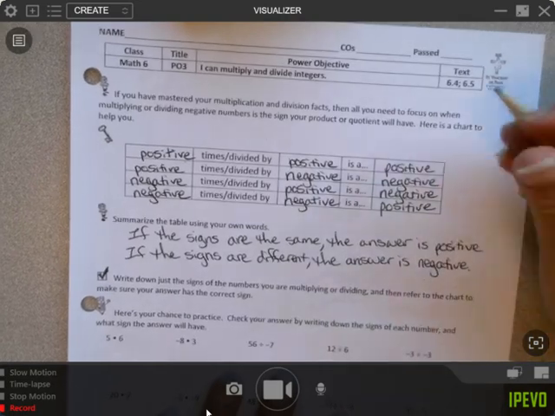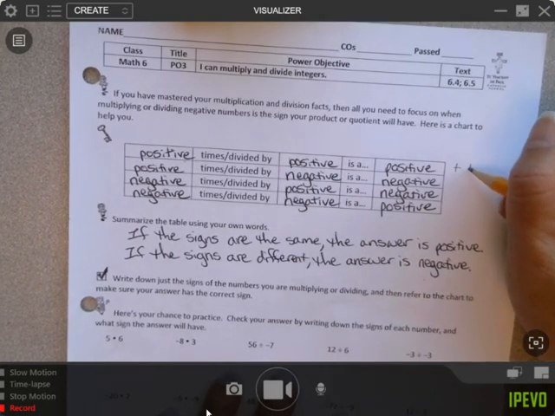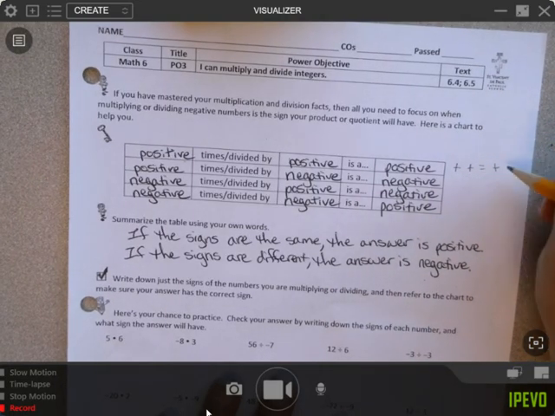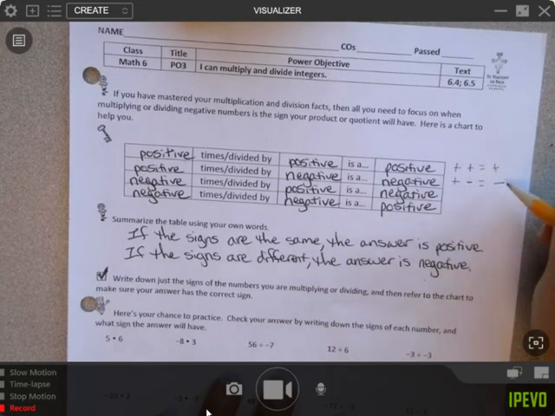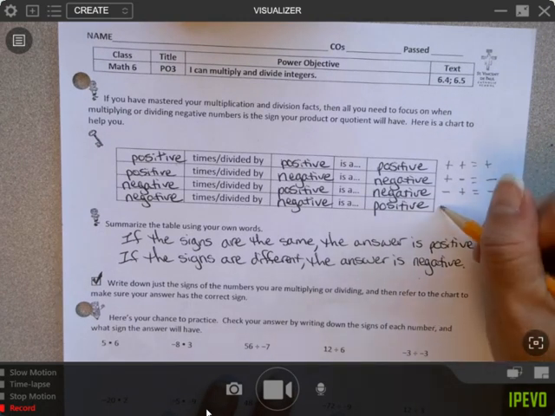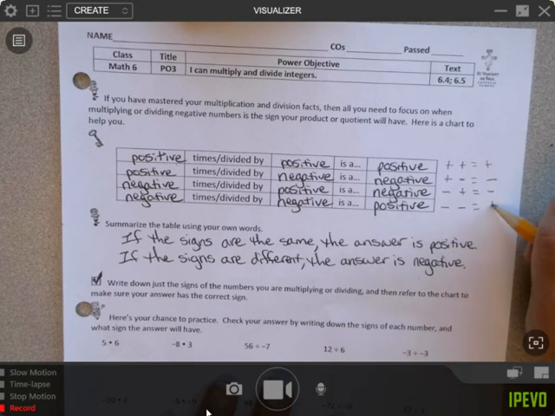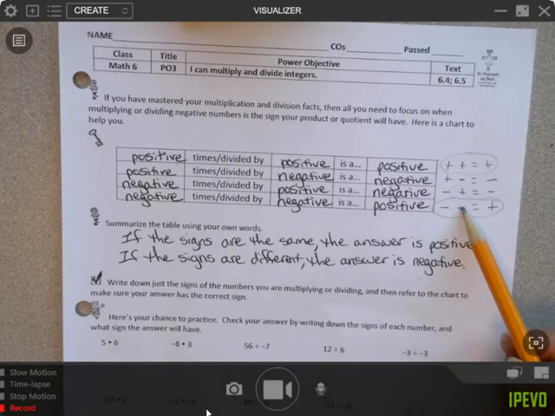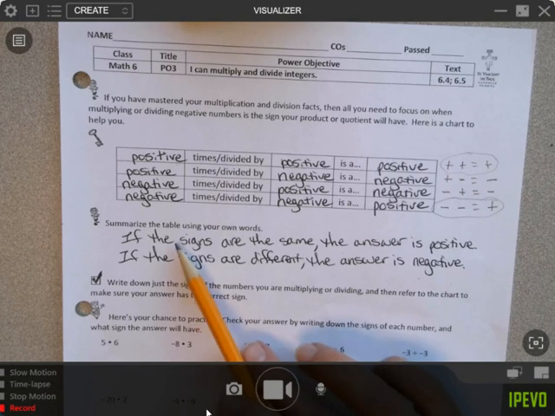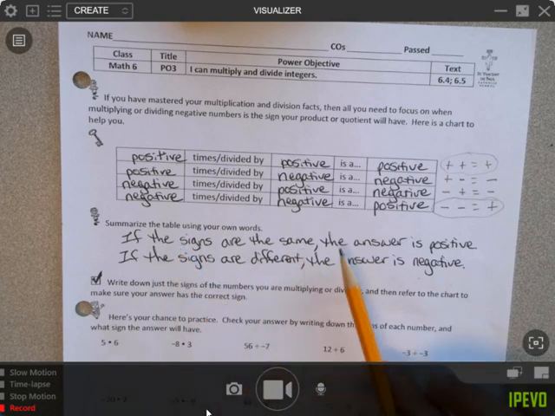If we have a positive and a positive equals a positive. Positive and a negative equals a negative. Negative with a positive equals a negative. And a negative with a negative equals a positive. So if we look at that, our positive answers are the ones that have like signs. If the signs are the same, the answer is positive.